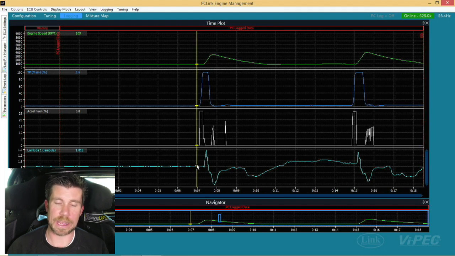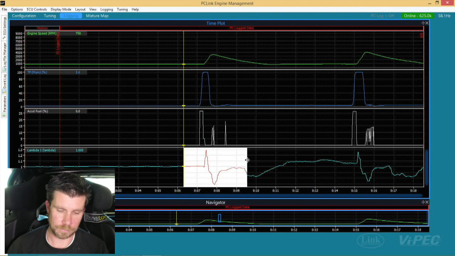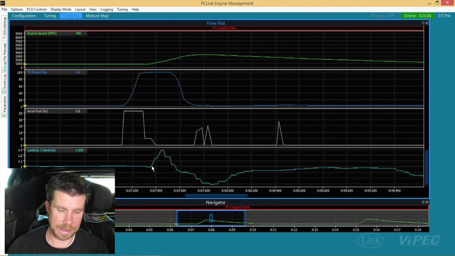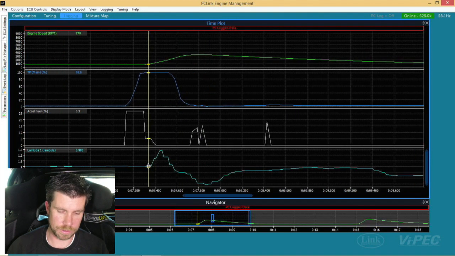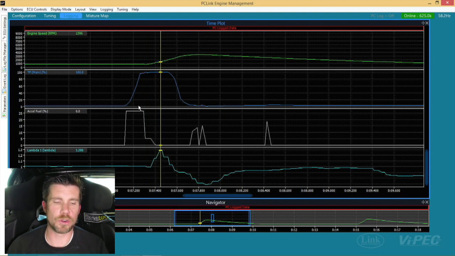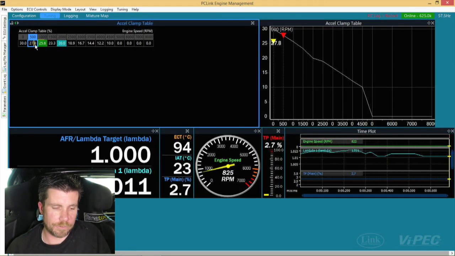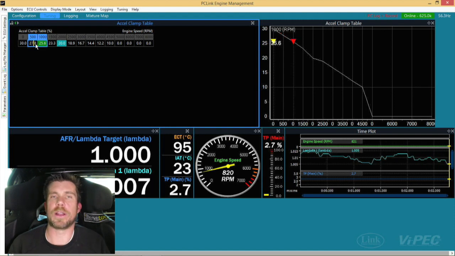If we look at the plot that we just got with our acceleration enrichment from idle though, you can see that on that first stab of the throttle, we have gone to about 1.3 lambda. So that's a little bit leaner than I'd like to see, and that would suggest down here that we could benefit from some additional enrichment.